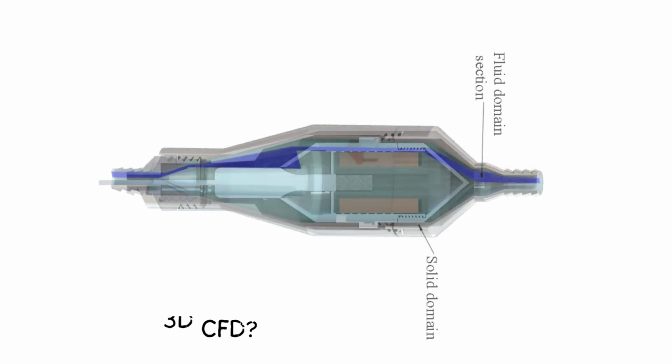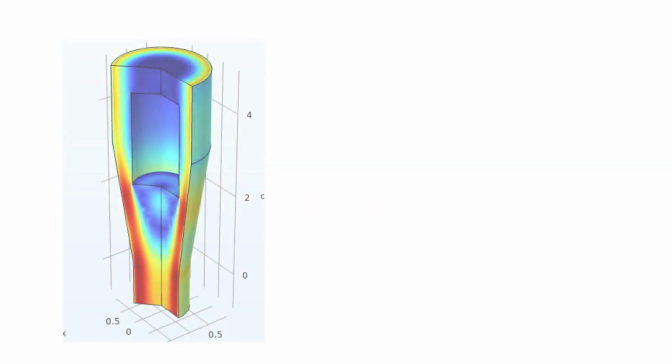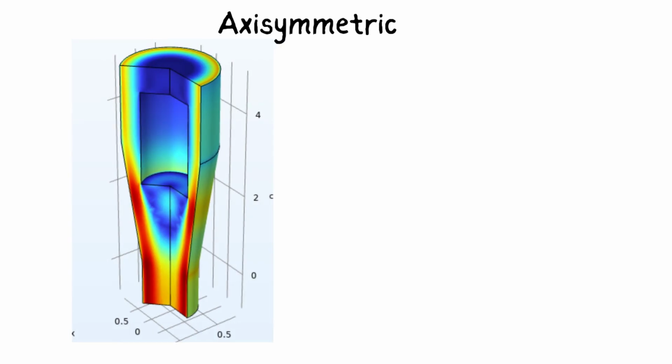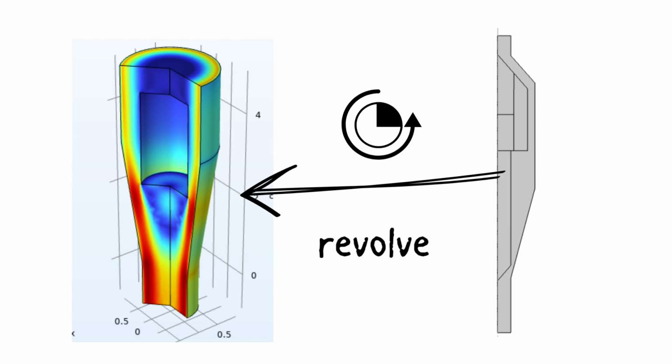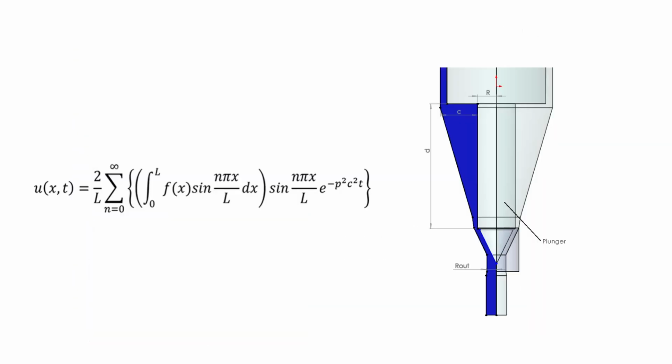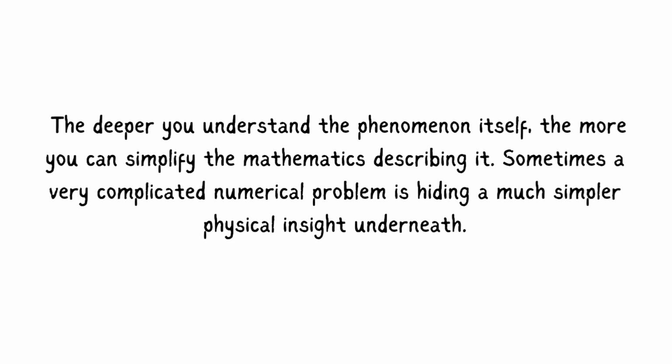But after understanding the physics more deeply, I realized that the system was actually axisymmetric, which means I could reduce the problem from a full 3D simulation into a much simpler 2D axisymmetric model and then revolve the results around the axis. And then I simplified it even further. I focused only on the region where the geometry was actually changing significantly, and eventually I managed to derive a much simpler analytical approach for the behavior I cared about. The point is, the deeper you understand the phenomena itself, the more you can simplify the mathematics describing it. Sometimes a very complicated numerical problem is hiding a much simpler physical insight underneath.